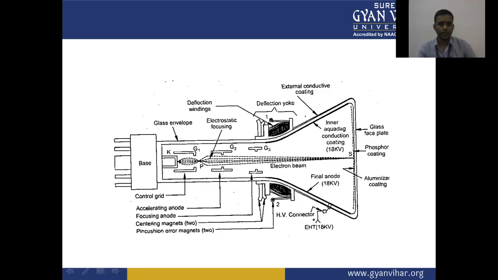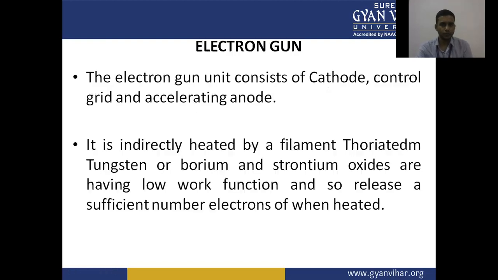This complete arrangement is enveloped in the glass envelope. Electron gun: the electron gun unit consists of the cathode, control grid, and the accelerating anode. It is indirectly heated by a filament. Thorium, tungsten, or barium and strontium oxides have a low work function and so release a sufficient number of electrons when heated.